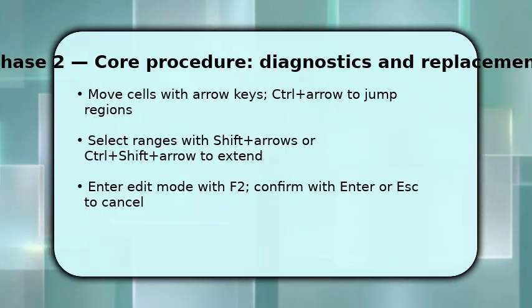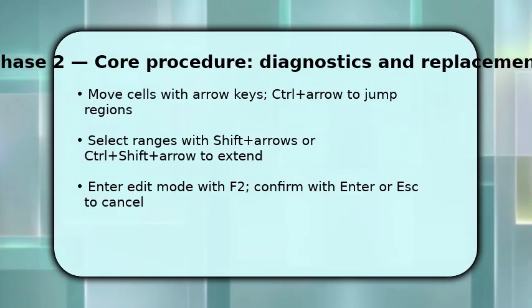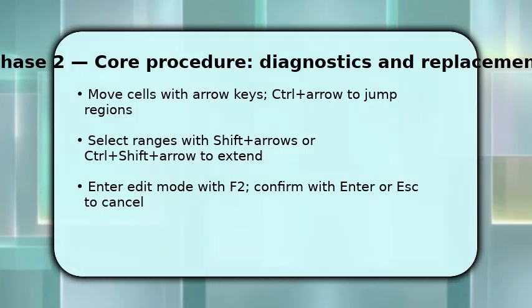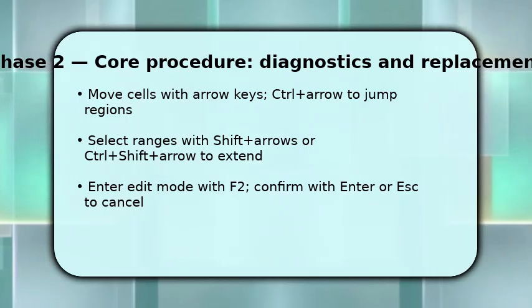To modify a cell's text or formula, press F2, edit inline, then press Enter to commit or ESC to cancel. These steps let you edit rapidly while keeping spreadsheet structure intact.